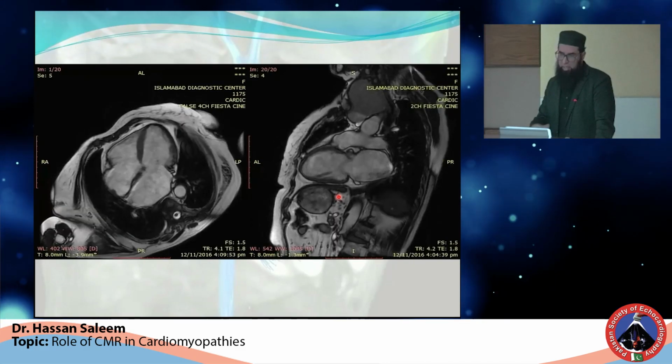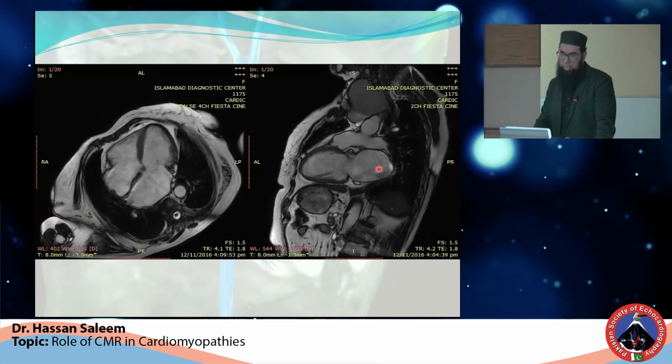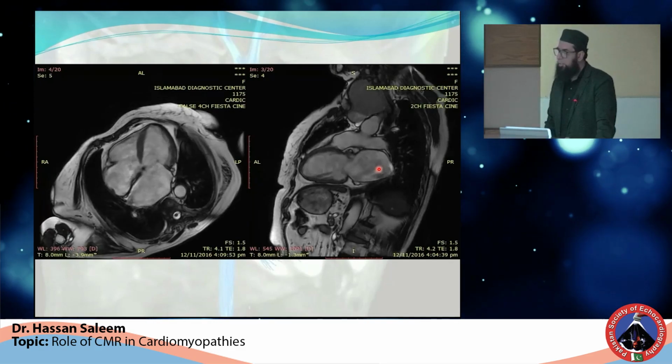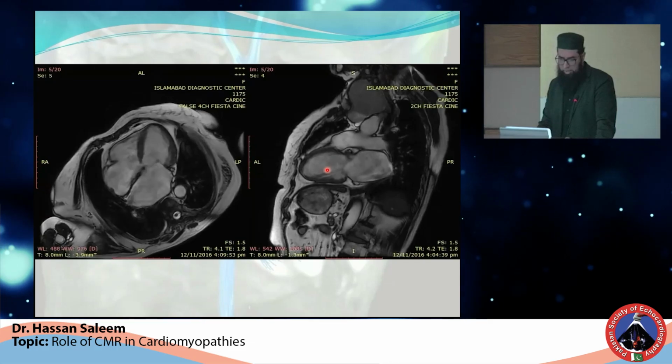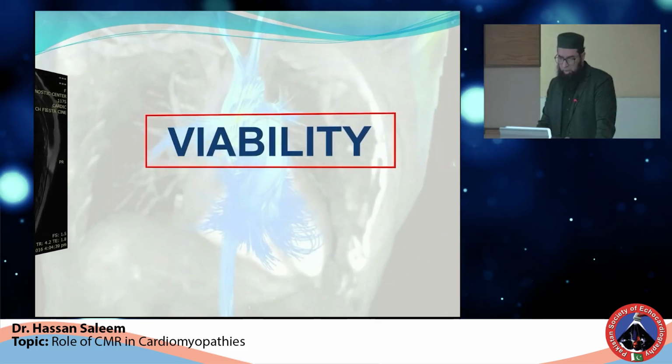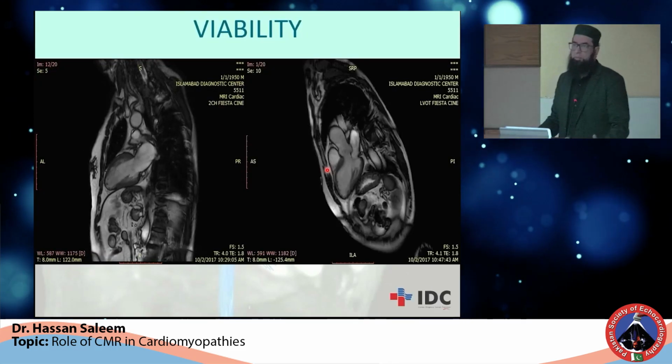And this is again another case. You can see the blood literally swirling within the dilated chambers, and the heart is hardly contracting. It's around 12 to 13% ejection fraction. We do get a lot of patients with viability, obviously.